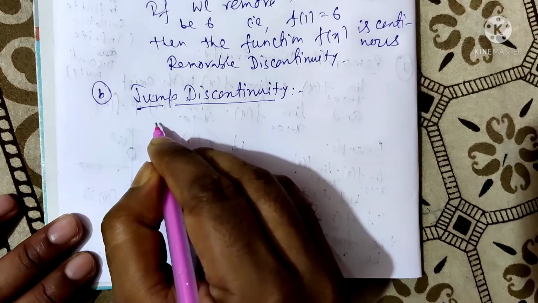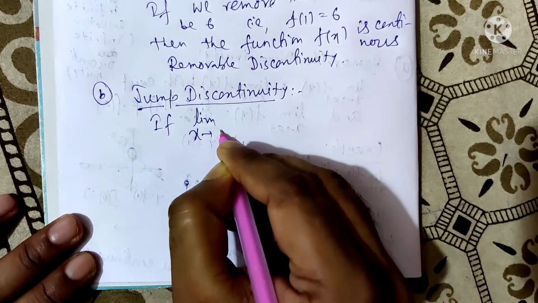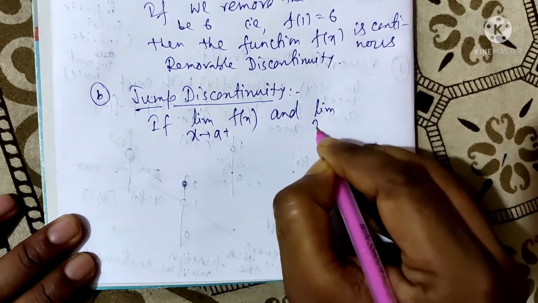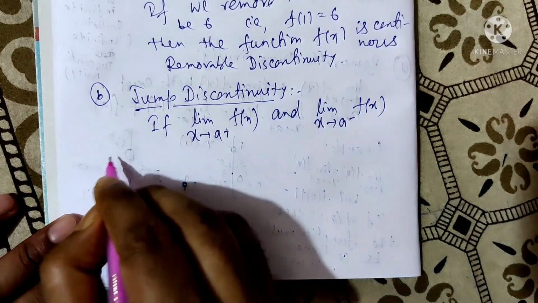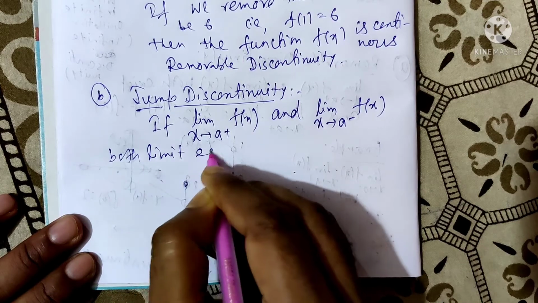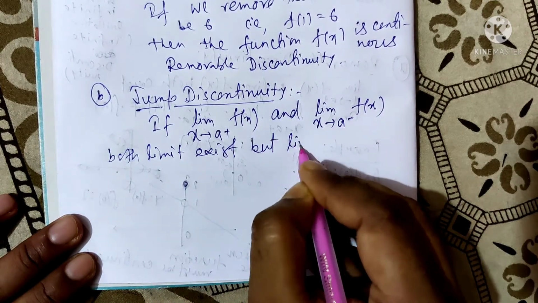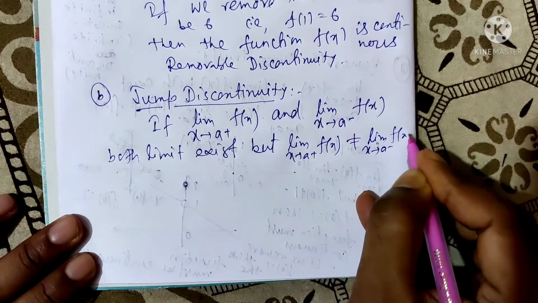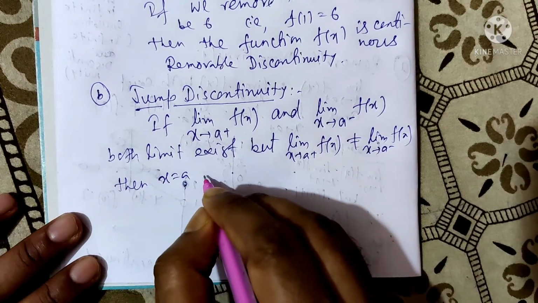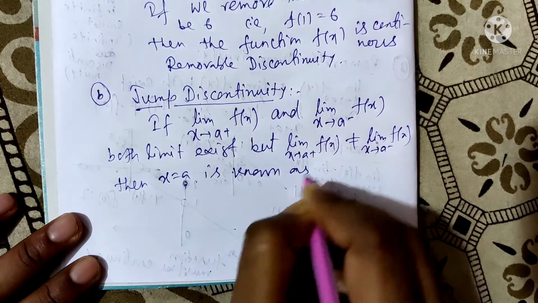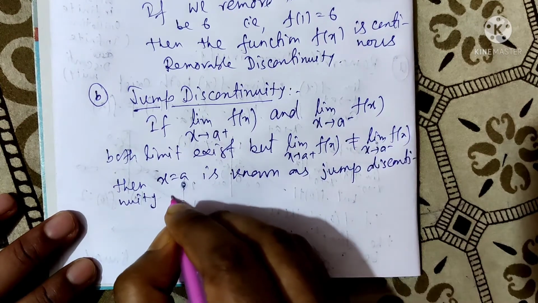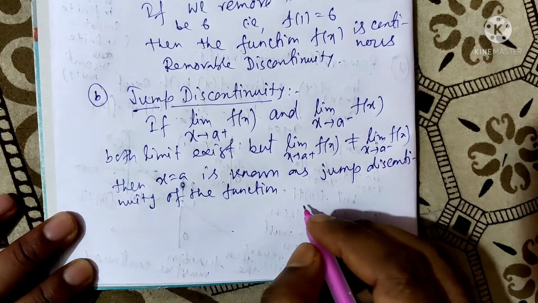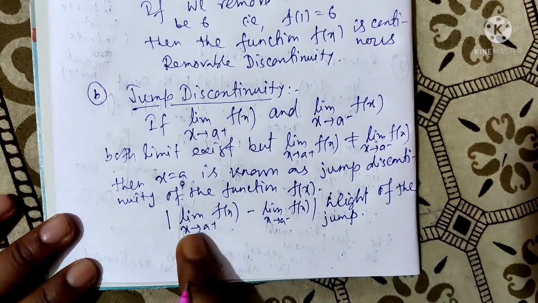Second, jump discontinuity. If the limit as x tends to a plus of f(x) and the limit as x tends to a minus of f(x) both exist, but the limit as x tends to a plus of f(x) is not equal to the limit as x tends to a minus of f(x), then x equals a is known as a jump discontinuity of the function f(x), and this difference is called the height of the jump.